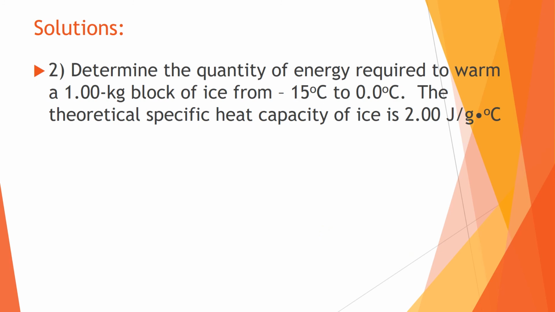Now, determine the quantity of energy required to warm a 1 kilogram block of ice from minus 15 degrees Celsius to 0 degrees Celsius. The theoretical specific heat capacity of ice is 2.00 joules per gram degree Celsius. So we're not talking about liquid water anymore here. We're talking about ice. Ice has a lower specific heat capacity than liquid water. Okay, what that means is if you have ice and you want to warm it up, right? Ice is not always at 0 degrees.